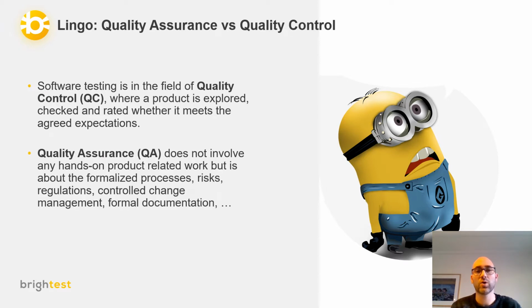Quality assurance does not involve any of those hands-on product-related work, but it is about the formalized processes, risk management, regulations, controlled change management, formal documentation, and all of those templates and structures that are needed to get it all done. So that's the work that the QA department is doing. Testers are doing quality control work. So don't call yourself a QA person in a regulatory context when you're doing software testing.